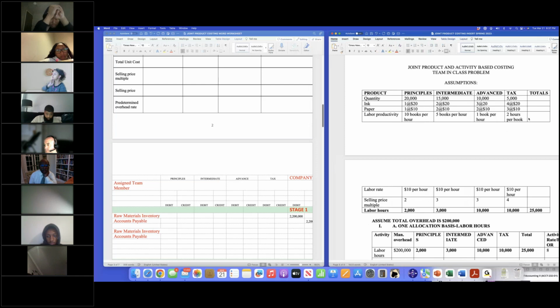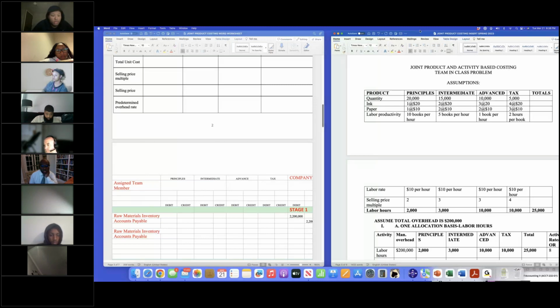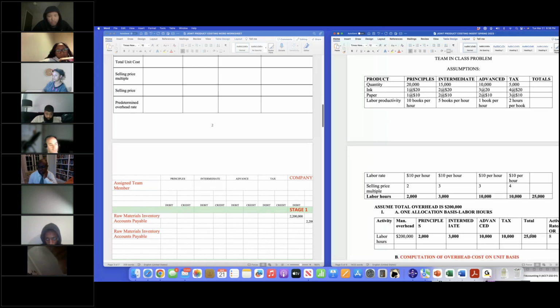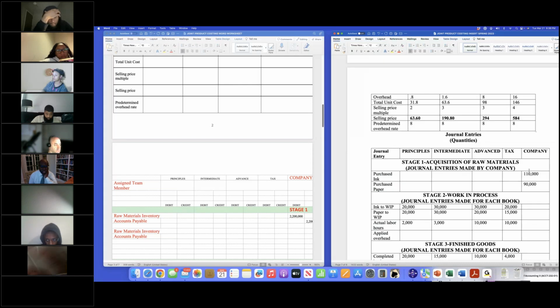But the ink was $20. If you're making books, you're not gonna buy the ink separate. You're gonna try to get your best deal by buying all of the ink and all of the paper. So since we were buying 110,000 ink cartridges, we multiplied that by 20. And then for paper, the paper costs what? $10. So this journal entry is going to be what? 900,000.